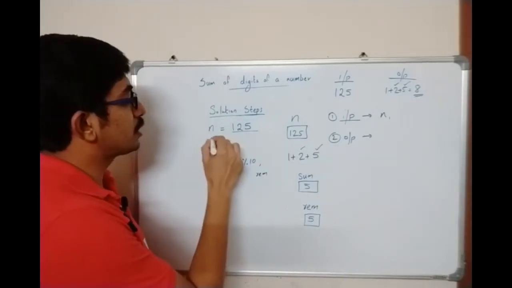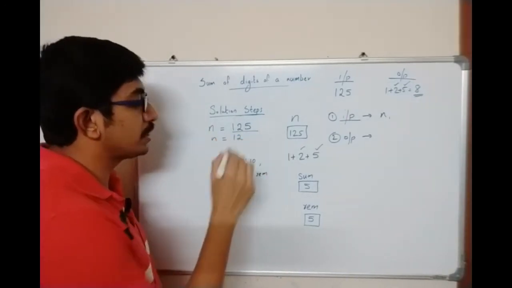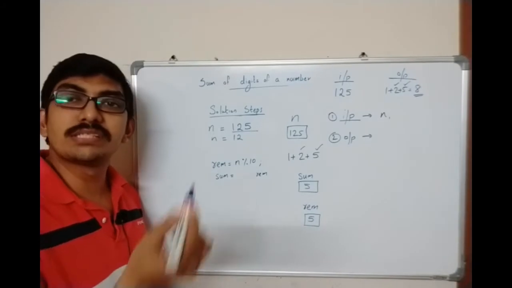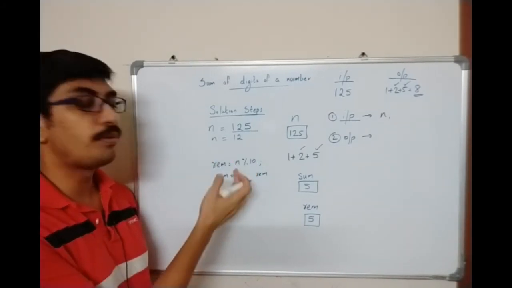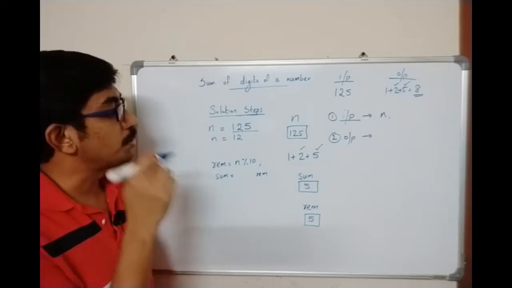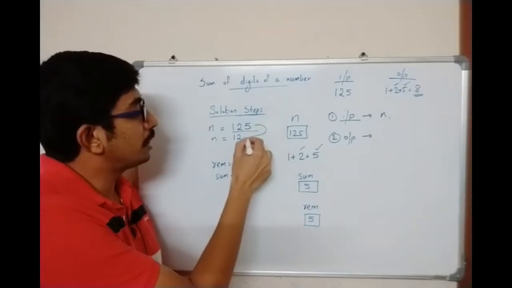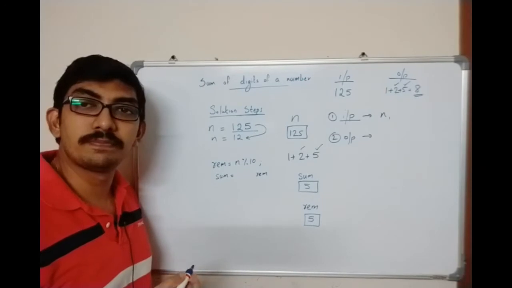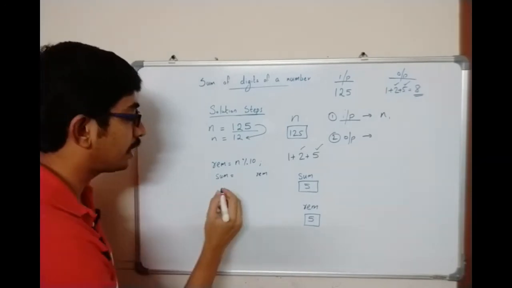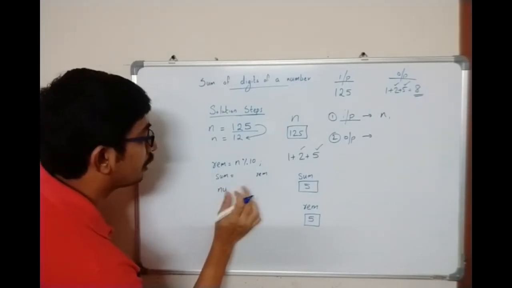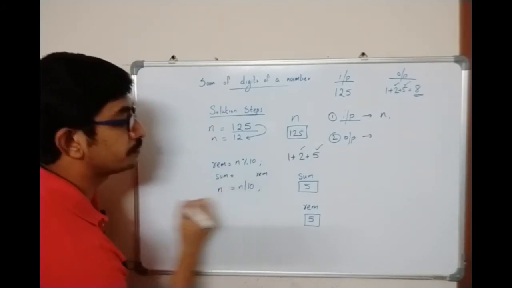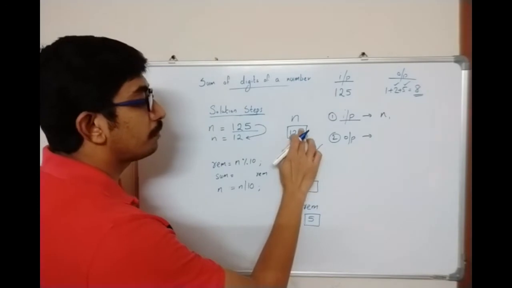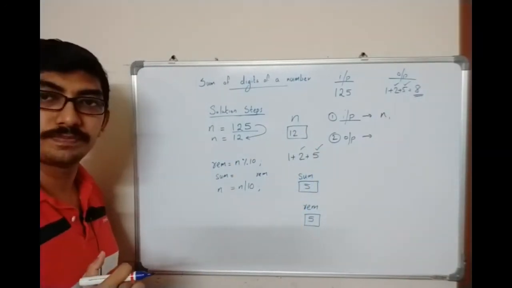So what can you do? Suppose your n was 12, it is easy to extract 2, because from 12 you can just do a mod 10 operation. So now the question is, is it possible to convert 125 to 12? Yes, it is possible. We have already seen that. How can we modify? We will say n is equal to n by 10, which means now the number will become 12.